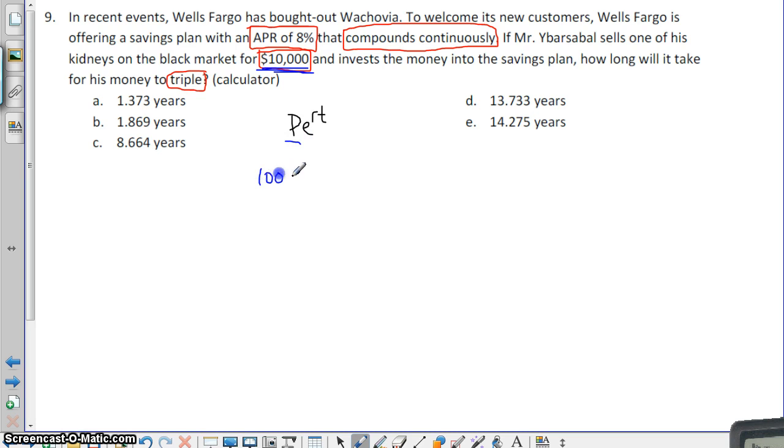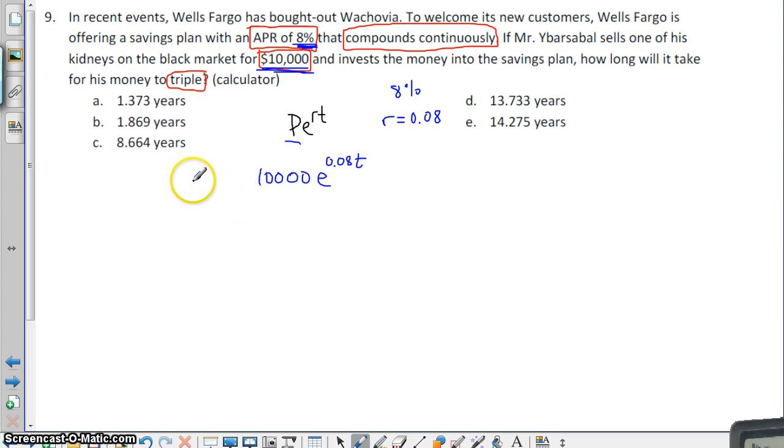So 10 grand, e to the, and then r is going to be that 8%. But even though 8% is r, what you're going to have to do to make that means r is 0.08. So this is 8%, 2 decimals over. So this is going to be raised to the 0.08t.